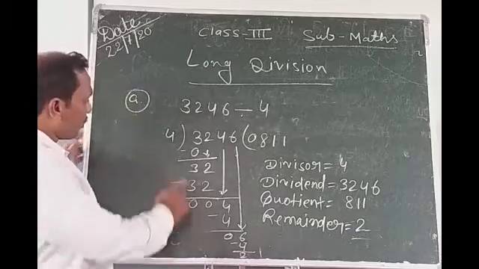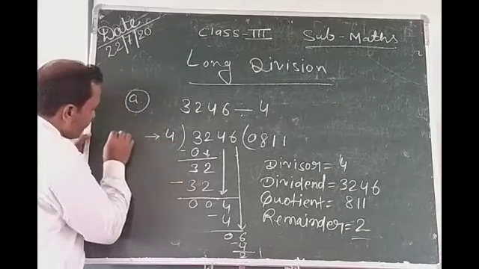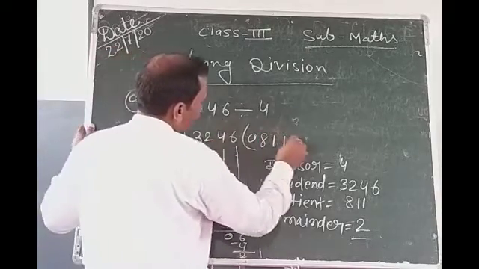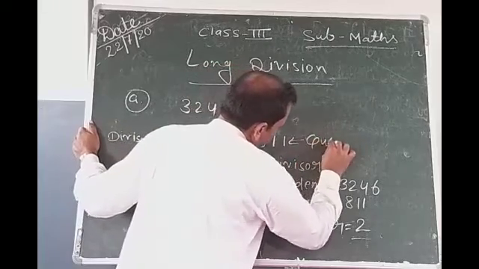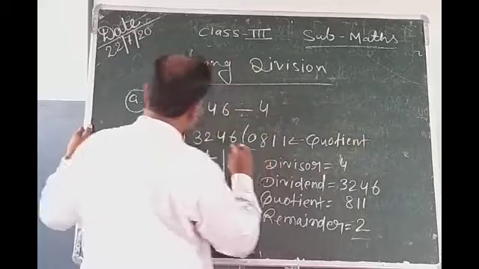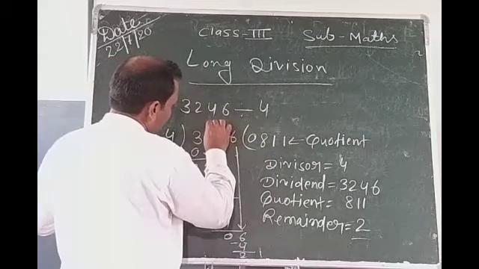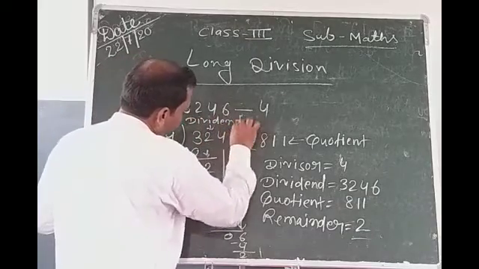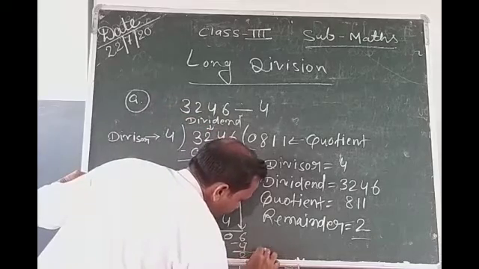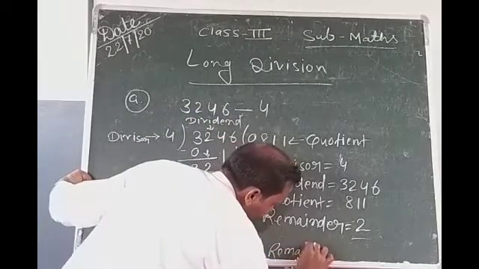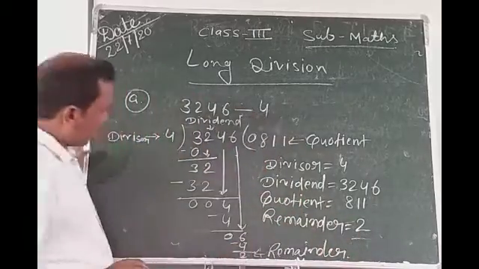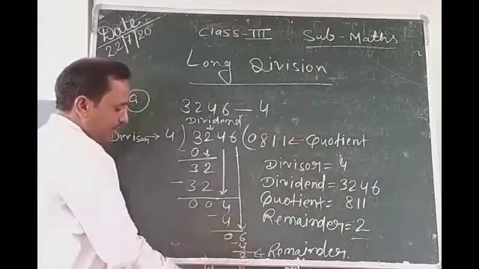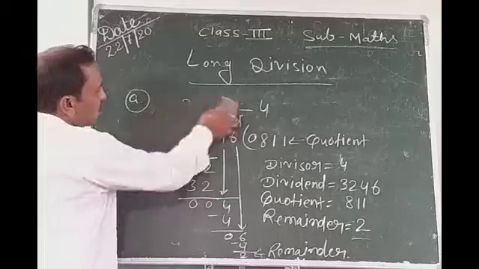If you find out from here, then this one is the divisor, this one is the quotient, and this one is the dividend, and the down part is the remainder. Okay, so this way in division there are 4 parts: one divisor, one dividend, one quotient, one remainder. Now you see one more question.